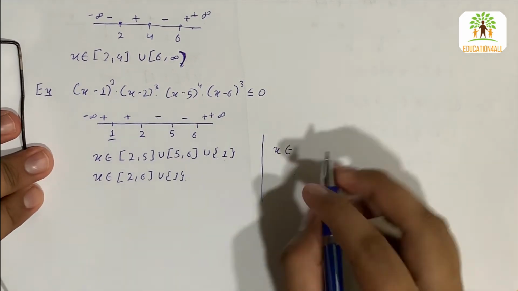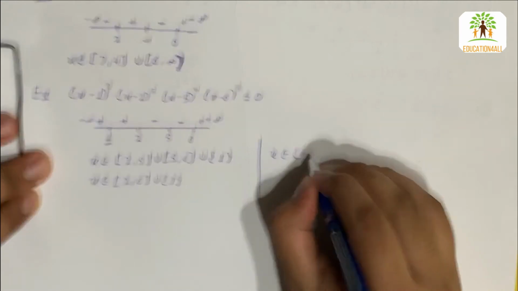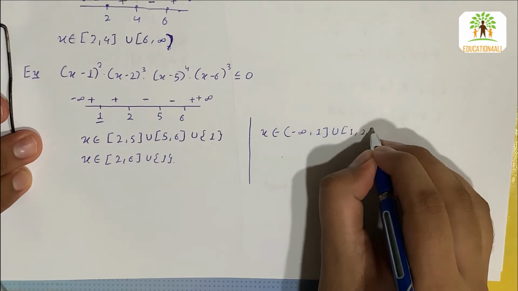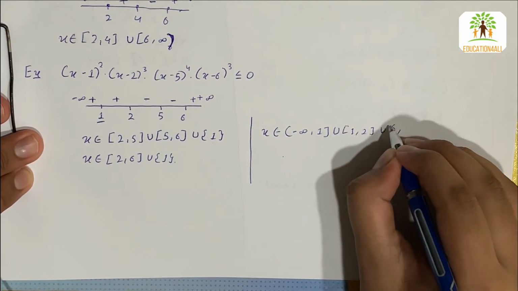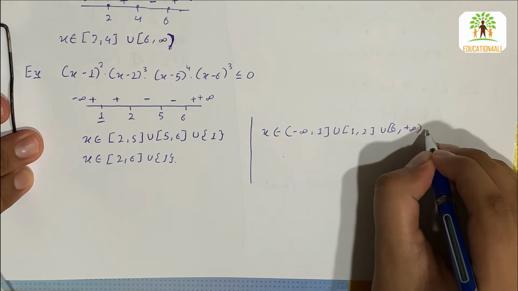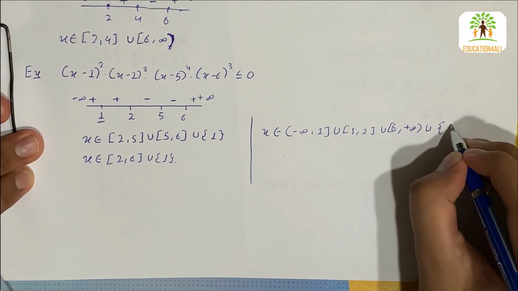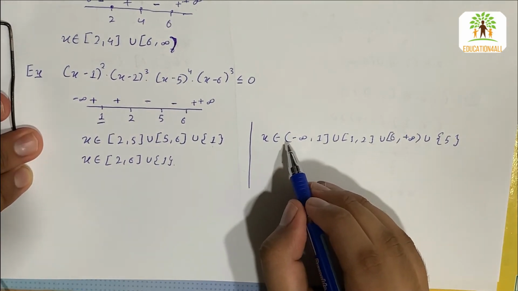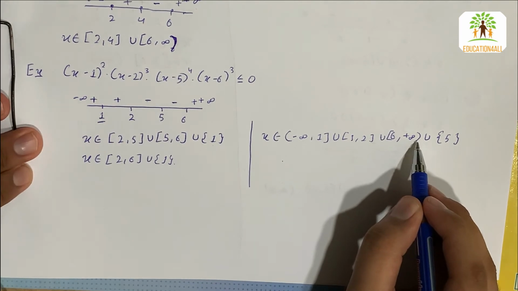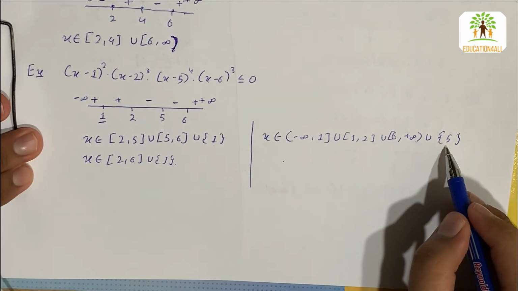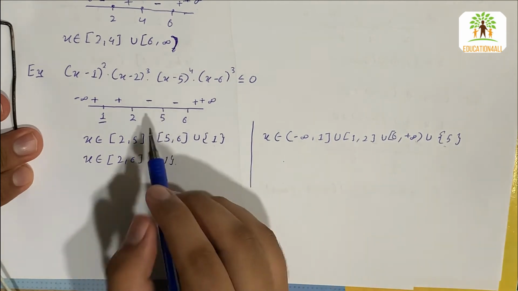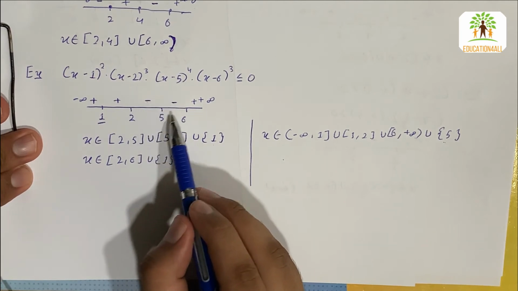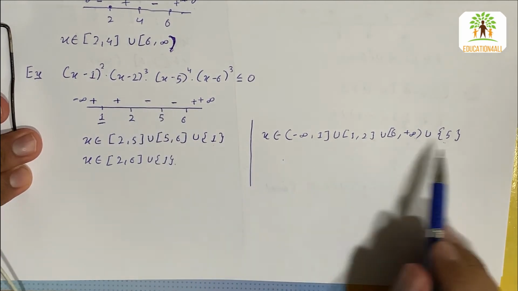If we would have solved the same question using the greater than or equal to sign, then we would have got the answer x belongs to (minus infinity, 1] union [1, 2] union [6, plus infinity) union the point {5}. Here we have not put a closed bracket on minus infinity and plus infinity because this is a rule. And we have only put a curly bracket here because we can see that in the greater than case, as we are going from negative to negative here, this critical point will also be in our answer.